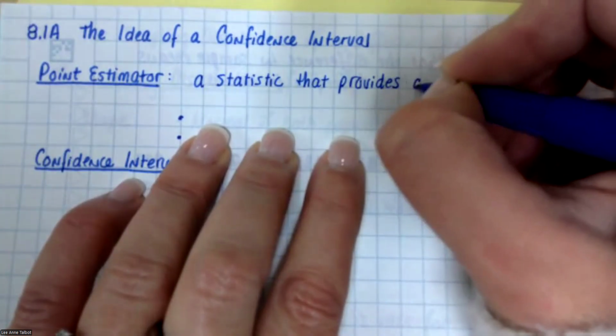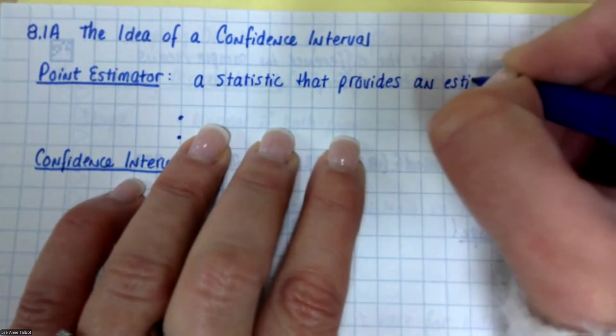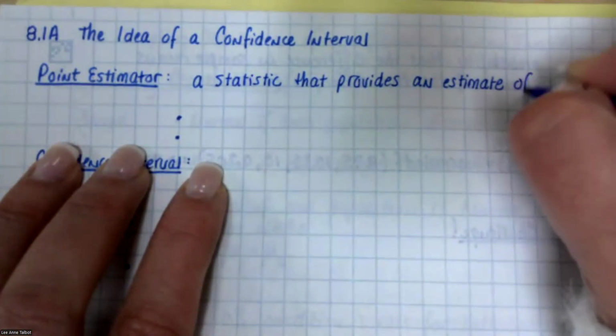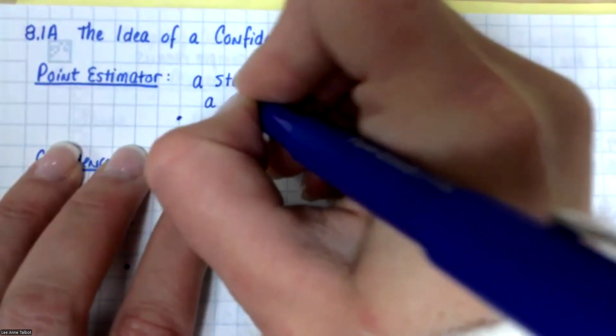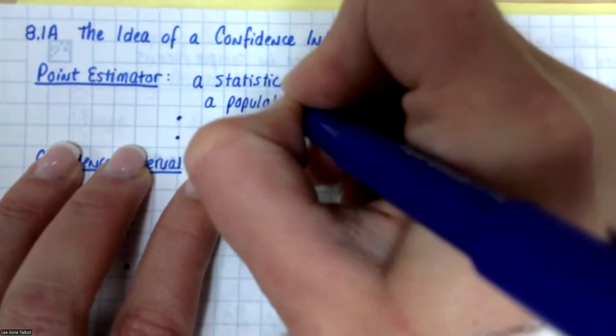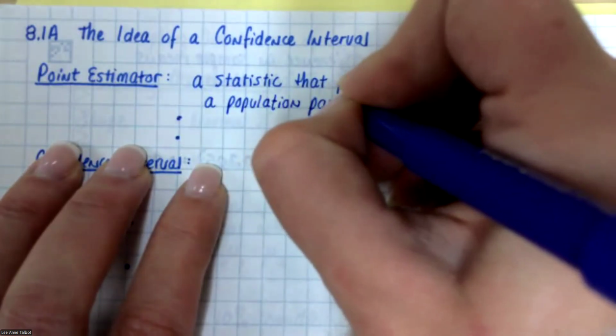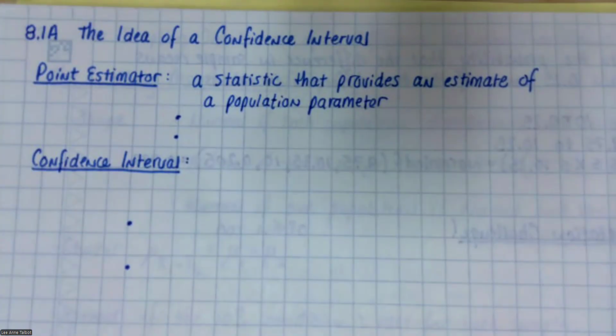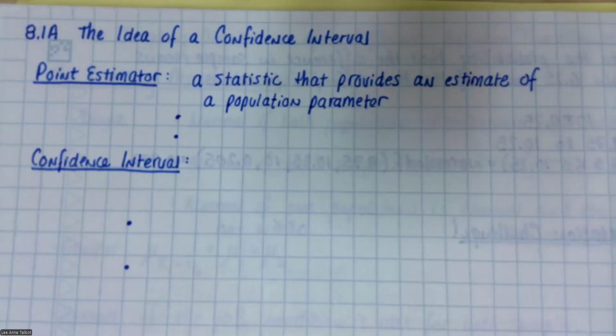That provides an estimate of a population parameter. Okay, a point estimate is a statistic that you get from a sample, like doing a survey or doing an experiment or something, and you use that number to estimate something about the population parameter.